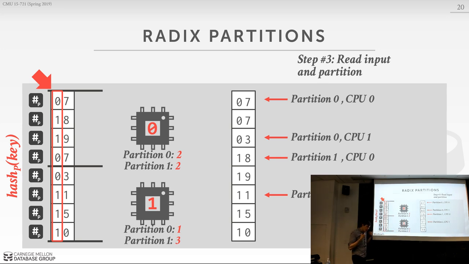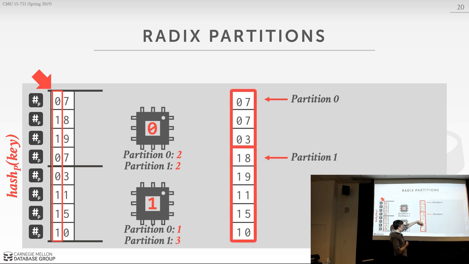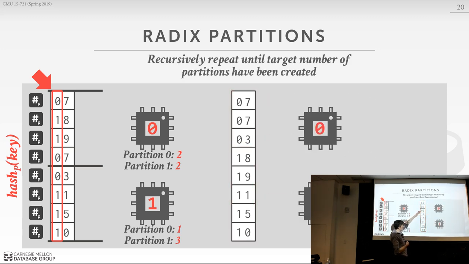So the algorithm says you can keep doing this and keep partitioning until these partitions fit into your CPU caches. They say in the original Intel paper, you could do this essentially two times. So you could do this all over again, now look at the next radix position and do the exact same thing that we did before.